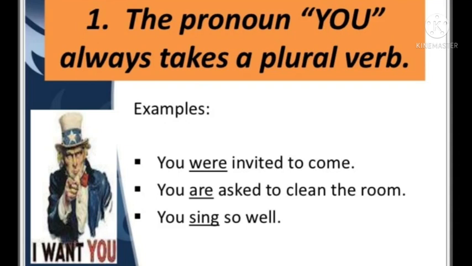It is in past tense. So, past tense of are is were. You have to consider it as plural. Then, you are asked to clean the room. You is asked to clean the room, that is wrong. You are asked to clean the room. You sing so well. If you are writing you sings so well, that is wrong. You have to consider you as plural. So, we can't use S or ES with you. And if we are using the auxiliaries, you have to use are or were.